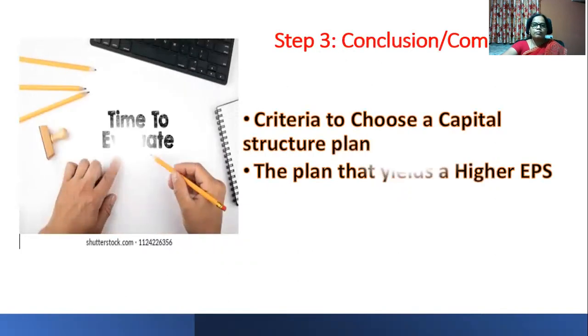Now coming to the third step, we need to evaluate the different plans at a given level of EBIT, or analyze the different plans at varying levels of EBIT. Now we have to come to a conclusion or comment on the plans. The criterion to choose a capital structure plan is going to be the EPS. That's why we call it EBIT EPS. The plan that yields a higher EPS has to be chosen.